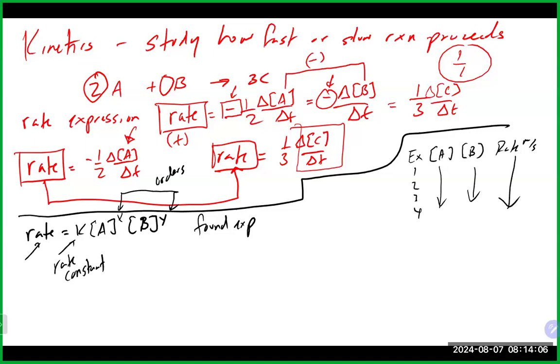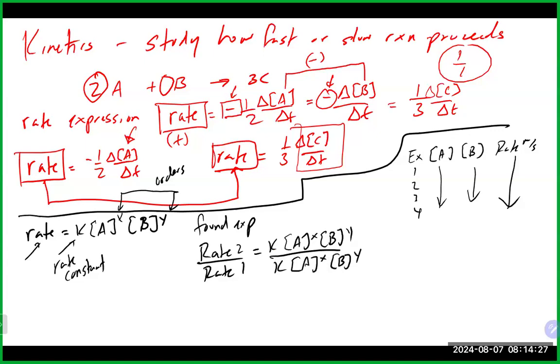And probably the best way to figure out the orders is, as we talked about, you could do this mathematical approach where you take rate 2 over rate 1. And the idea when you're choosing this is you want to come to the table and find two entries in that table, two different experiments, where one of the concentrations stays the same. So, for example, if A stays the same and B varies.